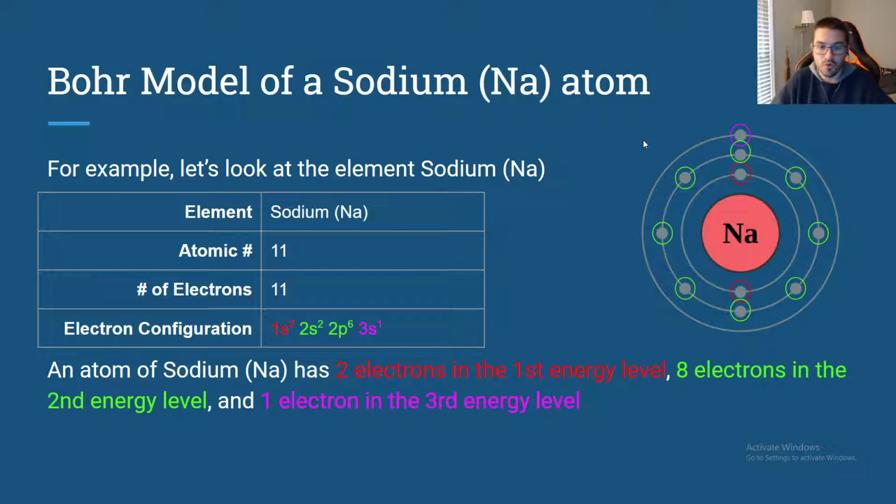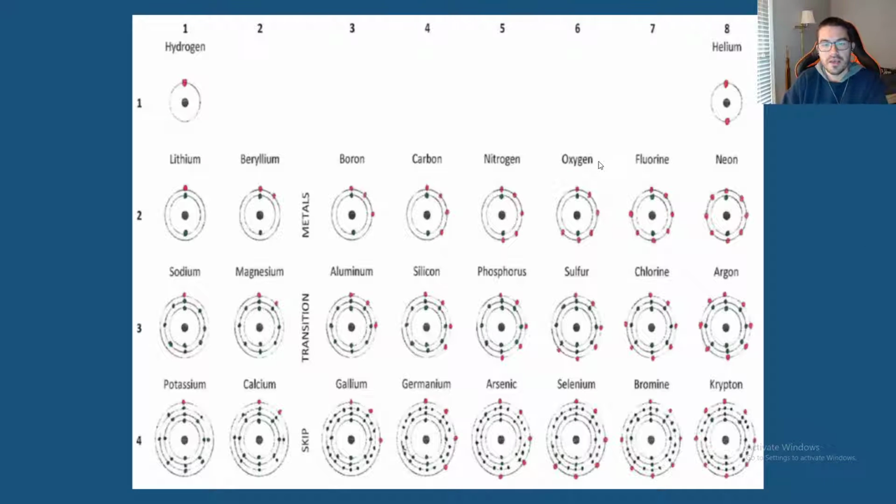Okay, and like I said, we would normally do this in class, but we're not going to do it in virtual learning. What I have here is a periodic table of Bohr models that have all of the electrons filled in already. Okay, all I want to show you here is that there are some similarities between some of these models.